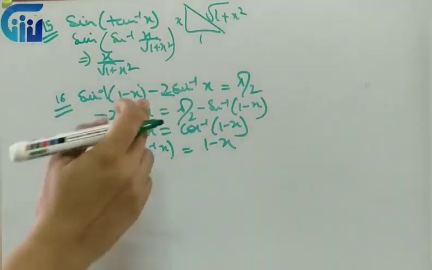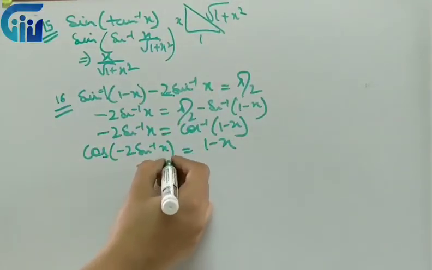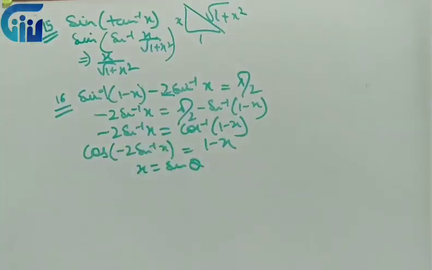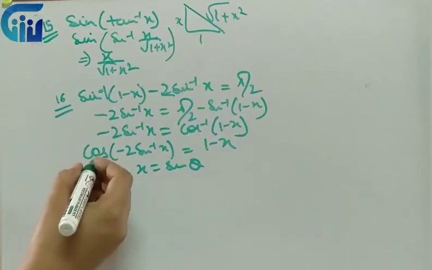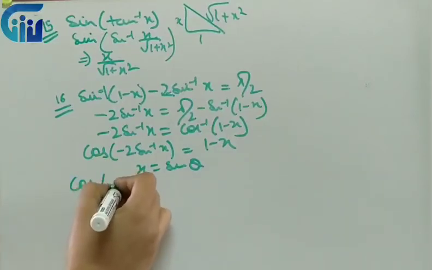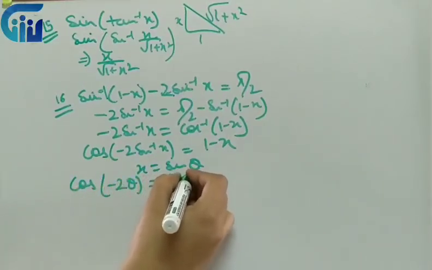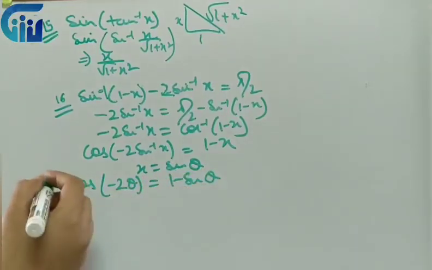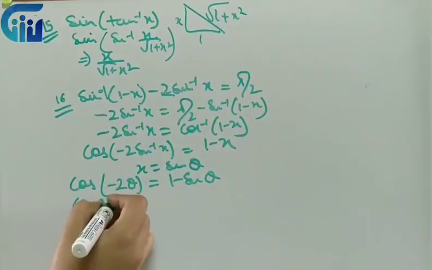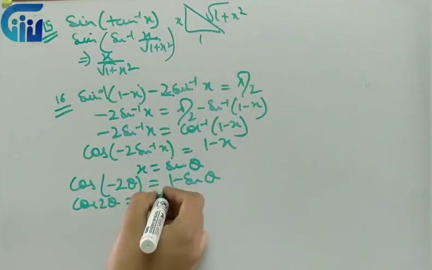Now what we have to do, we have to substitute x something so that inverse get cancelled. And over here if sine inverse x is present, I can put x as sine theta. Right? Now let's move further. So what is it? Cos of minus 2 theta is equal to 1 minus sine theta. Cos minus theta is cos theta only, so no problem. 1 minus sine theta will be here.